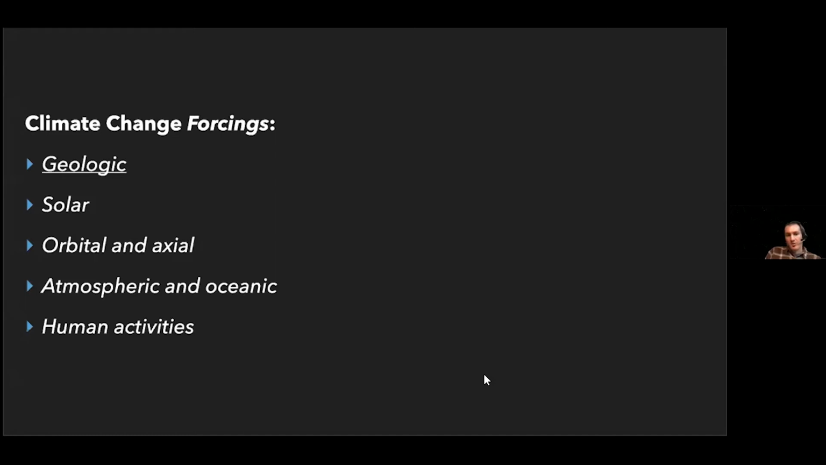So next I want to summarize the major climate change forcings. Most of these are natural. Most of these have been ongoing for the entirety of Earth's history. The first is geologic. So this is going to include everything from asteroid impacts with Earth, volcanic activity, and continental drift that's in response to plate tectonics.